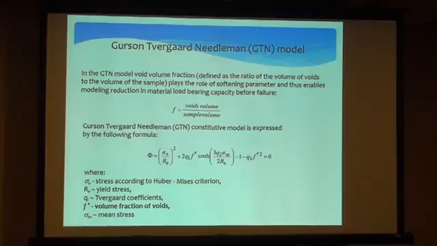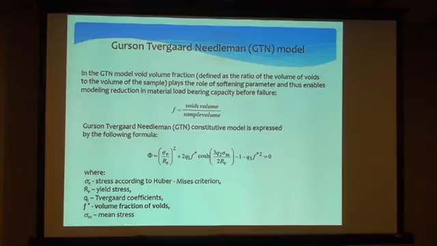In the GTN model, a parameter of void volume fraction is included. It's defined as the ratio of volume of voids to the volume of the whole sample. And this parameter plays the role of the softening parameter. So it gives us the possibility to model the reduction in load carrying capacity shortly before failure. Other models based on material continuum assumption cannot do this, and this is the biggest advantage of the model.